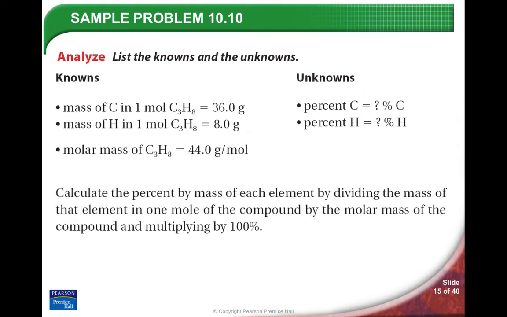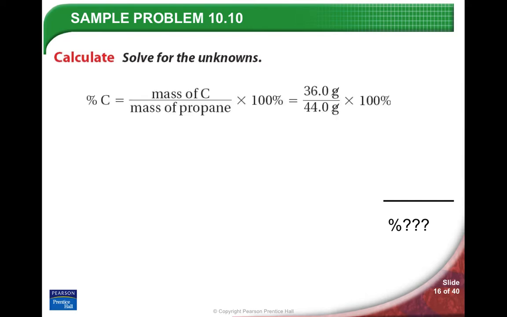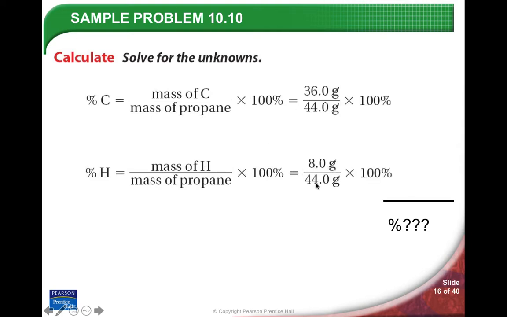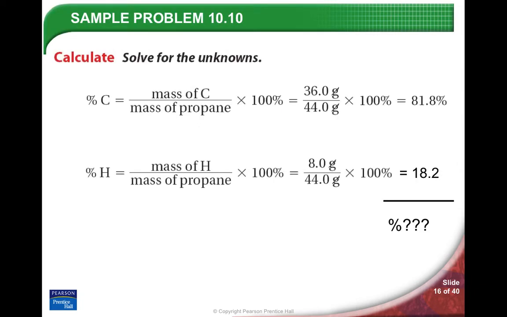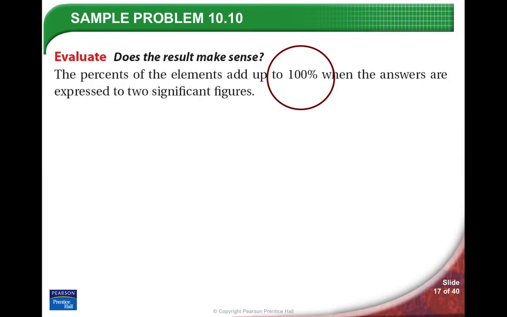And then you just simply take each mass divided by the total of the compound. Mass from carbon is 36 divided by 44 for propane times 100. Same process for the hydrogen, 8 from hydrogen divided by 44 for propane times 100. And we should get, sorry, I kind of went fast through there. You should get a value that adds up to 100.